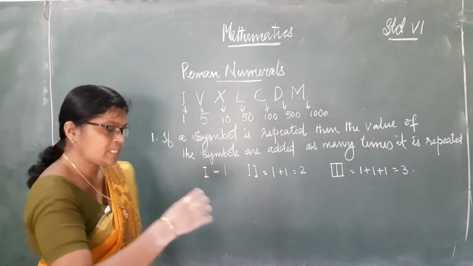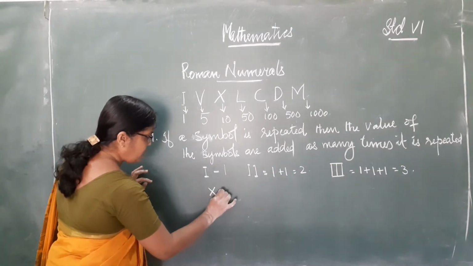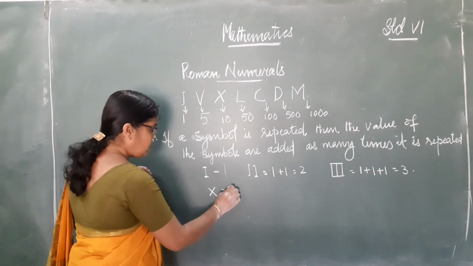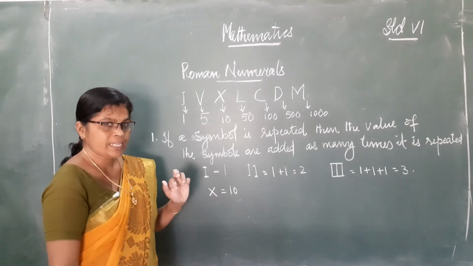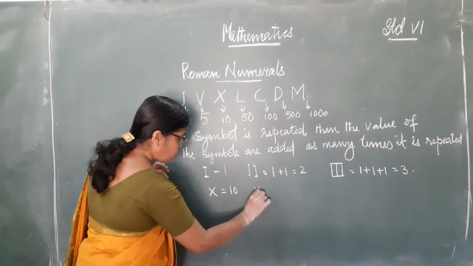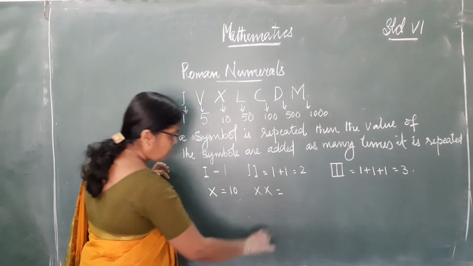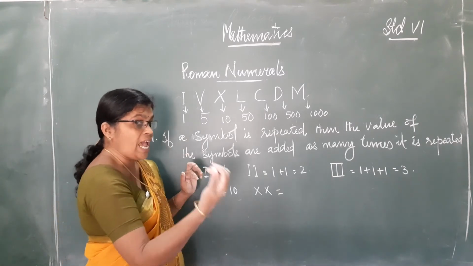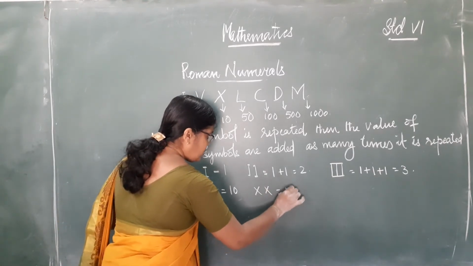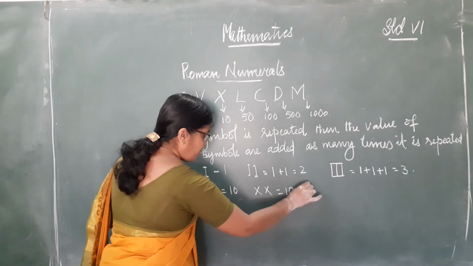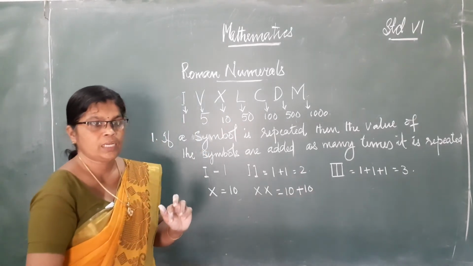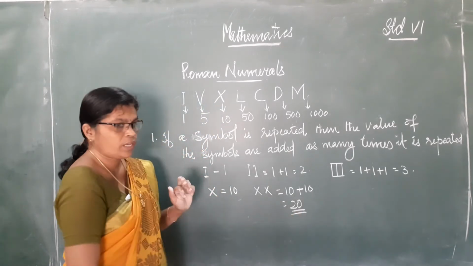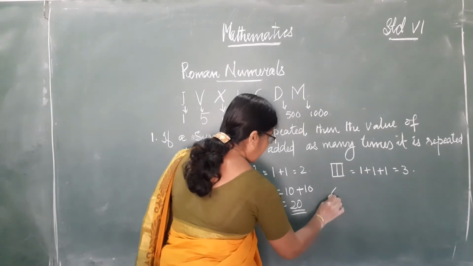Next, this is symbol X. What is the value of this symbol X? That is 10. Then see, 2 times X is written. 2 times we have written the symbol X, then the value gets added. That means the first X value is 10, one more X is there, plus 10. One more time we add 10, so it is equal to 20. This becomes 20. Okay. Then next again X.